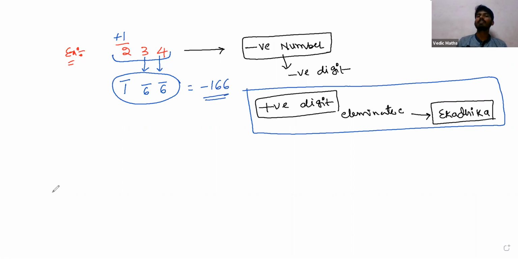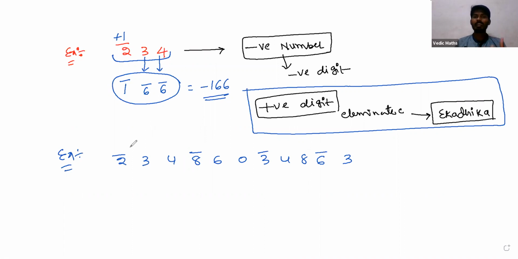-166. This is the final answer. Let me take another example and try to understand the concept. So let me take different values here. Now first decide which digit we have to eliminate, positive or negative.